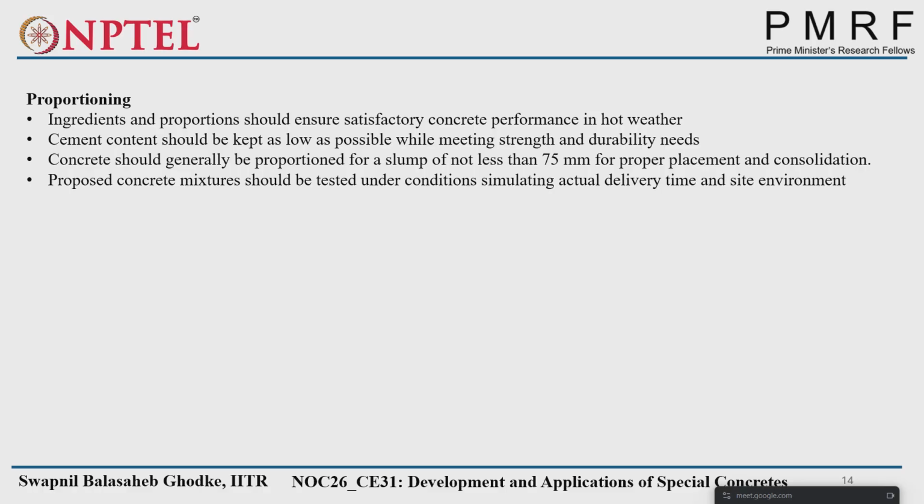Proportioning: as we saw with the gradation of the aggregate, in a similar manner we have to take care of the proportions of the concrete mixing constituents. So what are the proportions? Cement content should be kept as low as possible while meeting the strength and durability needs, and generally be proportioned for a slump not less than 75 mm. So we have to consider that a 75 mm slump should be there at least while preparing the concrete to get proper workability, proper compaction, and proper finishing conditions.